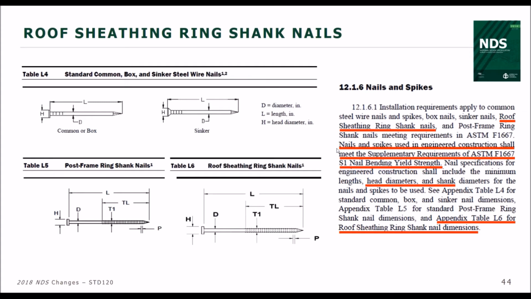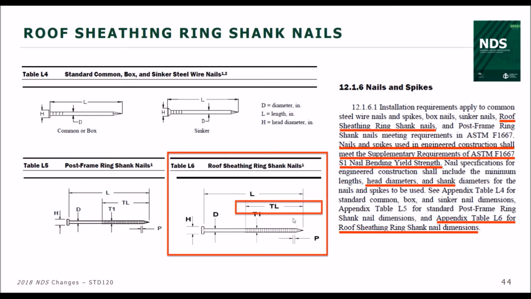Note also that we've added a line saying that nails used in engineered construction shall meet the supplementary requirements of ASTM F1667 S1 nail bending yield strength. And so knowing more about the bending yield strength of the nails is an important consideration for engineered applications. Head diameters are important, and then again this new Appendix L6, Table L6 for the roof sheathing ring shank nails.